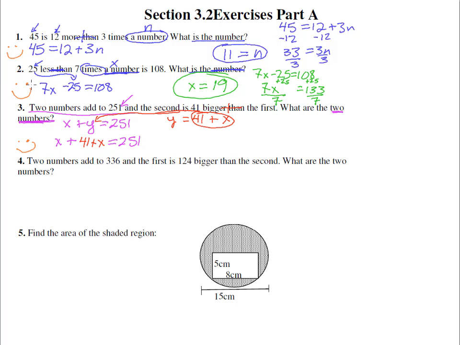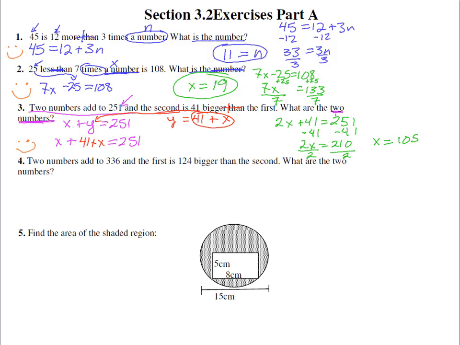Let's put it over here in a different color. We have x plus 41 plus x. Combine the two x's together and we get 2x plus 41 equals 251. Subtract 41 from both sides, and we have 2x equals 210. Divide by 2, and we get that x equals 105.